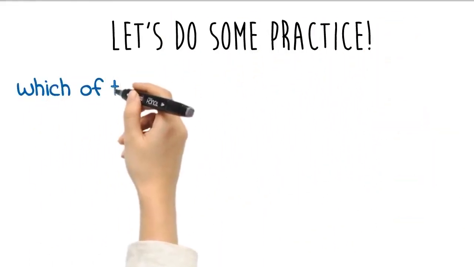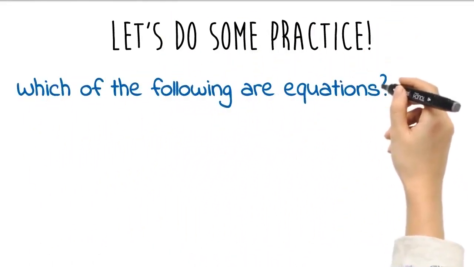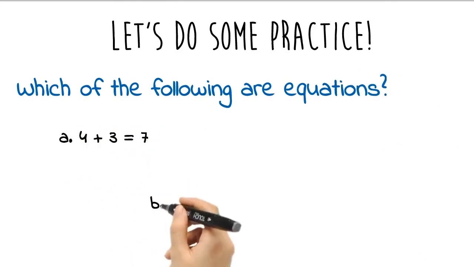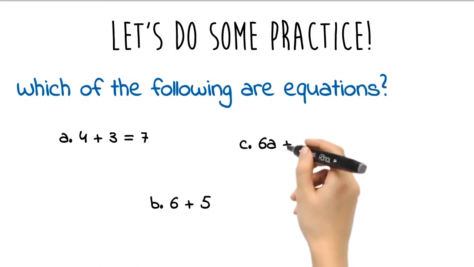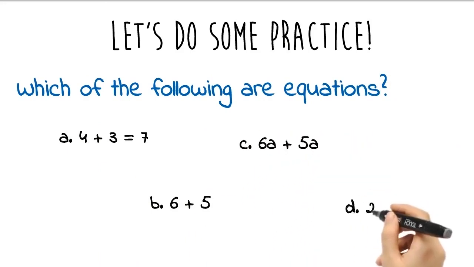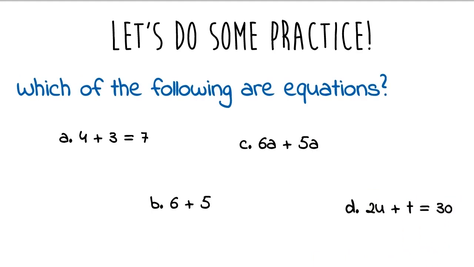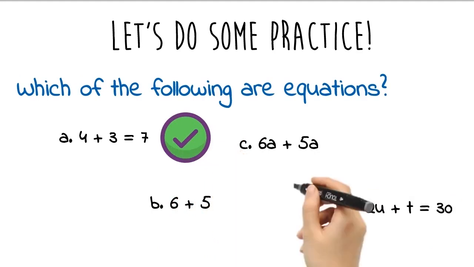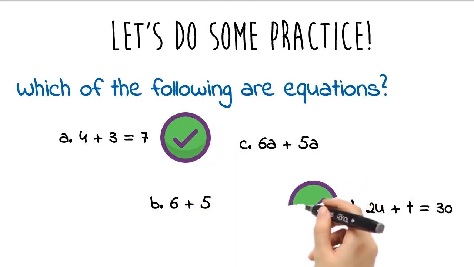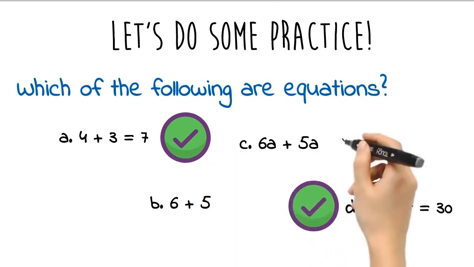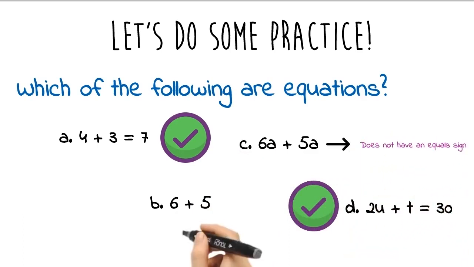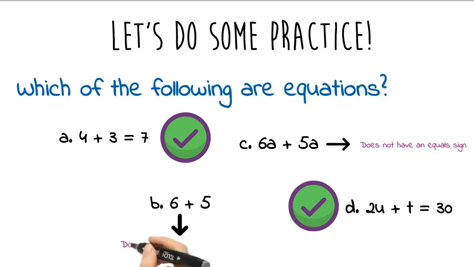Let's do some practice. Which of the following are equations? A: 4 plus 3 equals 7, B: 6 plus 5, C: 6a plus 5a, or D: 2u plus t equals 30. If you said that A and D are examples of equations, then you are correct. C and B are not examples of equations as they do not have an equal sign after the expression.